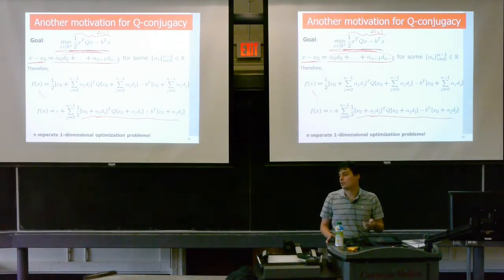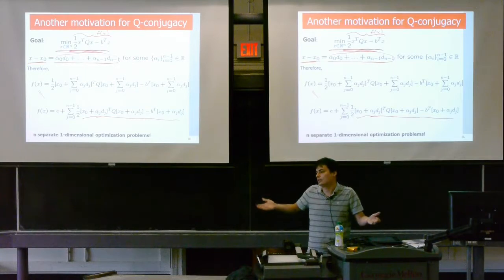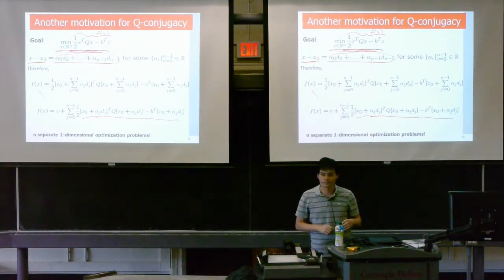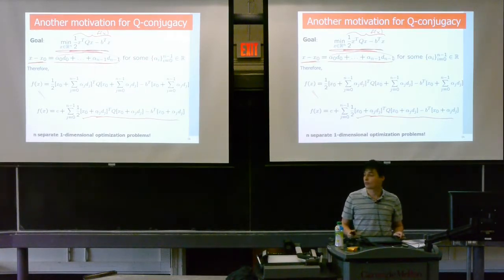Right? So if you have an n-dimensional optimization problem, but each coordinate is independent from each other, then it's just easy to solve. Good?